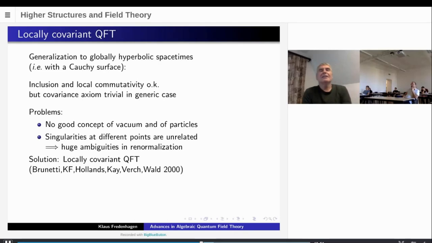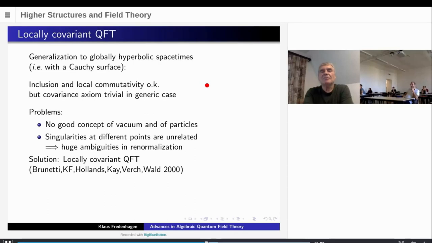Now I come to another aspect, which is called locally covariant quantum field theory. So as I said, the particle aspects of quantum field theory are very much connected with Poincaré symmetry. And the question is, what can one do if one has an external gravitational field? Then we would expect that we have a space-time with some non-trivial curvature. And in order to have ordinary causal properties, I assume here that the space-time is globally hyperbolic, which means that it has a Cauchy surface, so a surface which is met by every causal curve, which cannot be prolonged, exactly once.